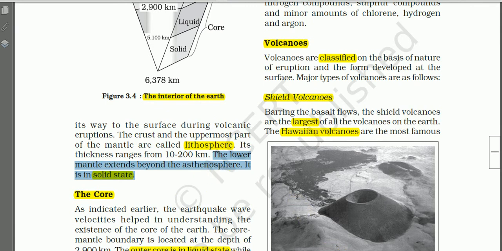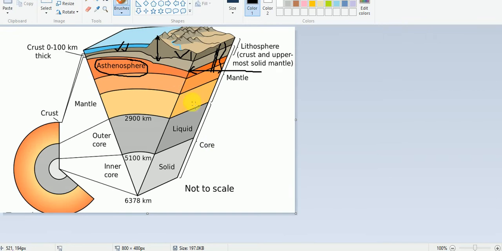And after that we have this lower mantle. This is the lower mantle, and this is the upper mantle. The upper mantle is in a partly molten state, and this one is in solid state. This mantle extends up to 2,900 kilometers from the Mohs discontinuity. So this is the Mohs discontinuity, and from here up to here, 2,900 kilometers.